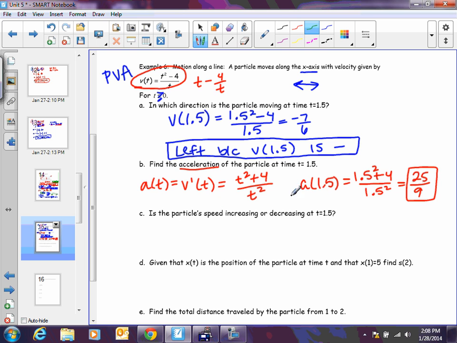Okay. Then part C asks, is the particle's speed increasing or decreasing? So this is saying, regardless of direction, are we speeding up or are we slowing down? Given that velocity is negative, and now we know that acceleration is positive. Speeding up. Yeah, it's speeding up. One of you is right. The others are wrong. The negative for the velocity doesn't tell you increasing or decreasing, it tells you the direction.